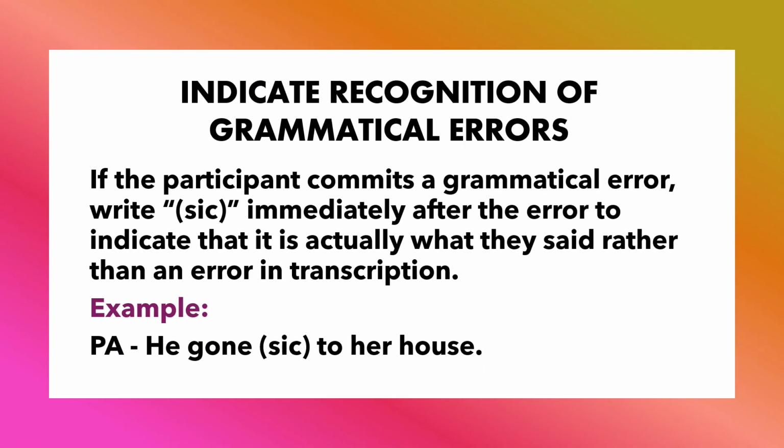Indicate recognition of grammatical errors. If the participant commits a grammatical error, write [sic] immediately after the error to indicate that it is actually what they said rather than an error in transcription. Example, participant A said, he gone to her house. That is a grammatical error. It should have been, he went to her house.